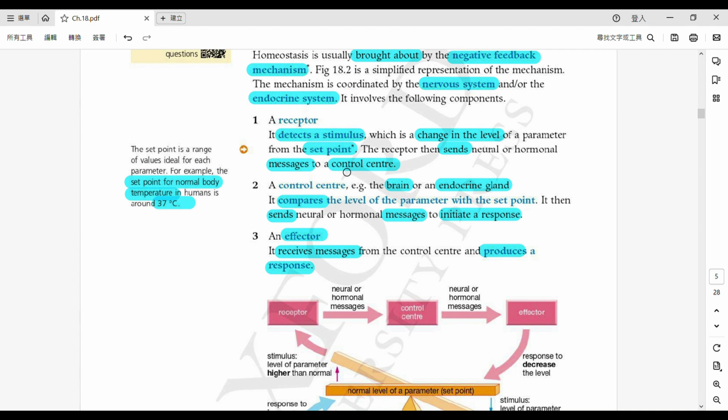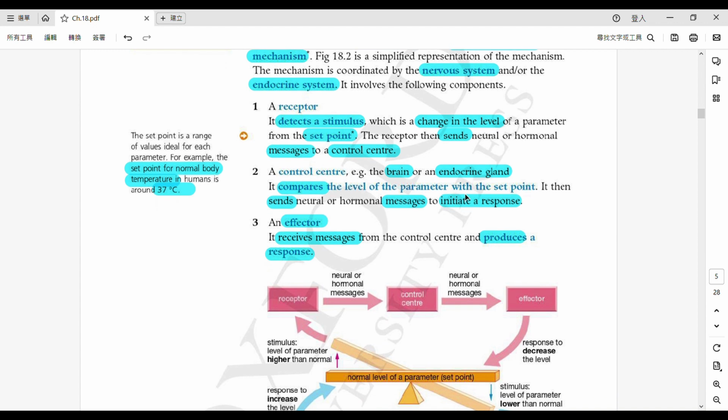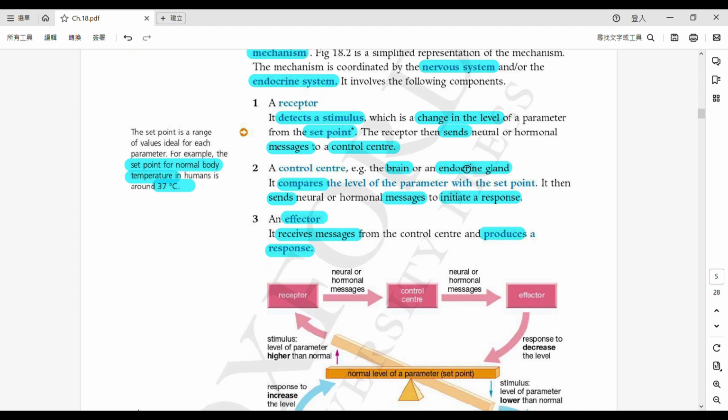So the control center would likely be the coordinator 啦. Either it can be the brain or the endocrine glands. Okay? 內分泌嘅管道啦. And then these coordinator, they are going to compare, 去比較一下啦, compare 呢個嘅 level of your parameter with the set point. Okay? So it's trying to compare the change in level. 咁究竟有改變幾多呢? And the normal set point. 正常嚟講, in your body, what is a set point?